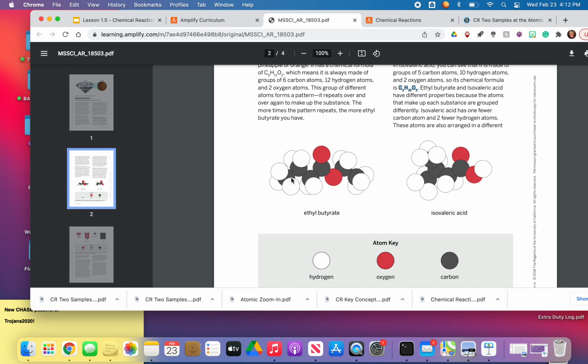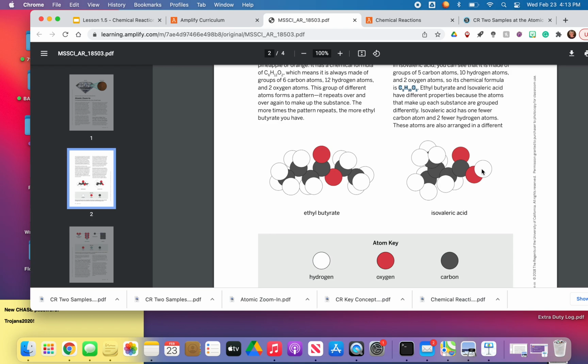Really pay attention here. In the ethyl butyrate, the carbons are kind of in a line right here. And we have this one oxygen that's in between these 2 carbons, right? Well, look over here. The carbons are kind of bunched up right here. And my oxygens come off the 1 different carbon here. I've got 2 oxygens. And then instead of a carbon coming off of this oxygen, I have another hydrogen coming off of it.